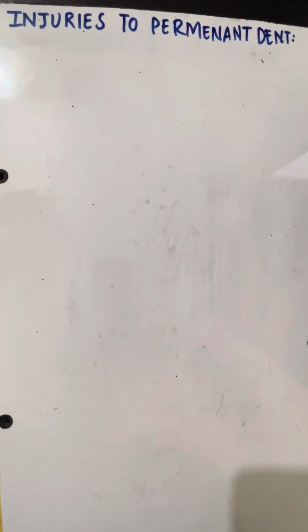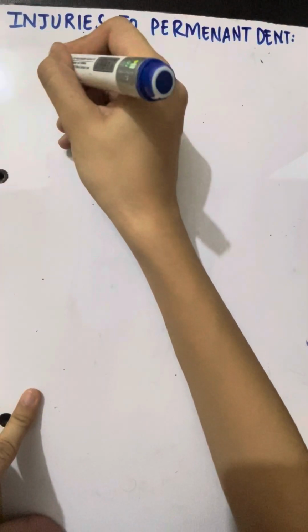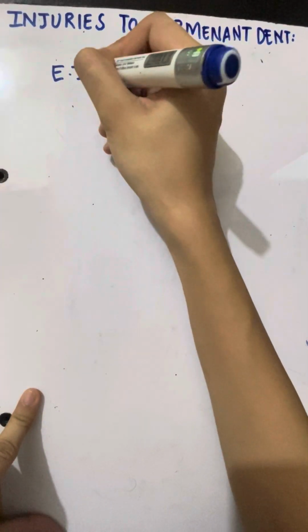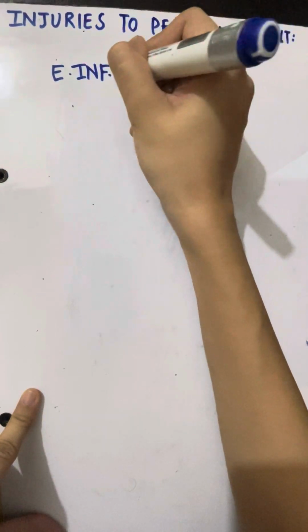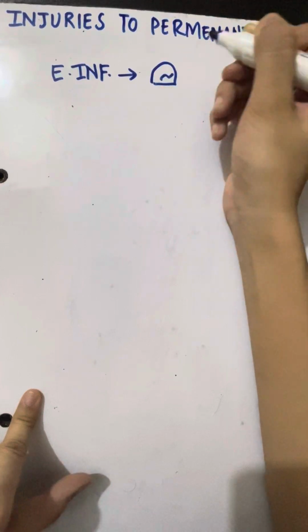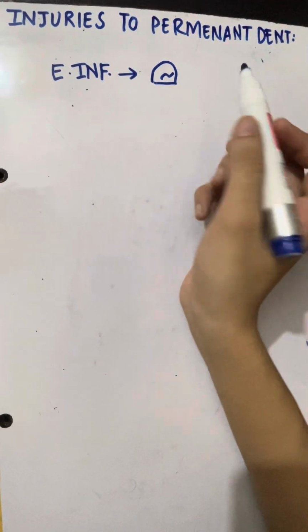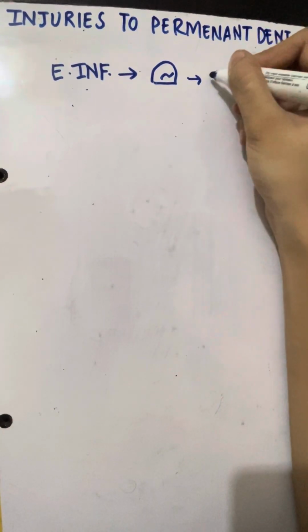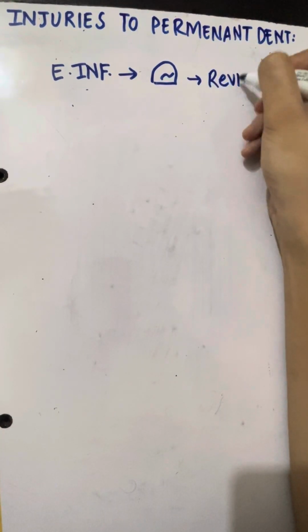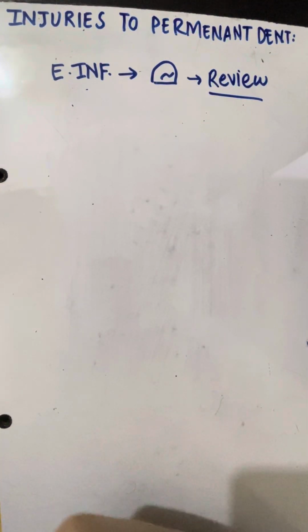Today we will be discussing injuries to permanent dentition. So the first injury that we will be discussing is enamel infarction. We have already discussed what enamel infarction is. It's simply a crack in a tooth. So what will we do for an enamel infarction? We will do nothing. We will just keep the tooth for review, because it is a simple crack.